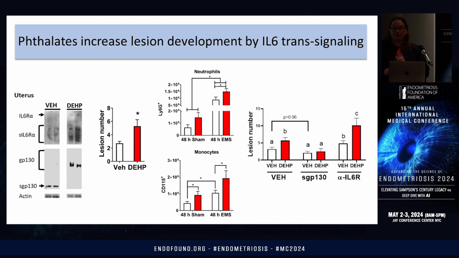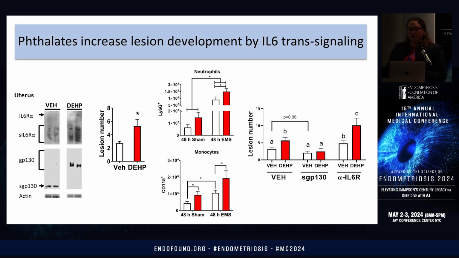And again, through some series of research that I'm not showing you, one of the pathways that we chose to focus on was IL-6 signaling. So IL-6 signals through both classical and trans signaling. And so what we wanted to do is look at the uterus after phthalate treatment. And we found, if we look at IL-6, and this is a very messy antibody, there's an increase in IL-6 receptor alpha, and specifically the soluble IL-6 receptor alpha.